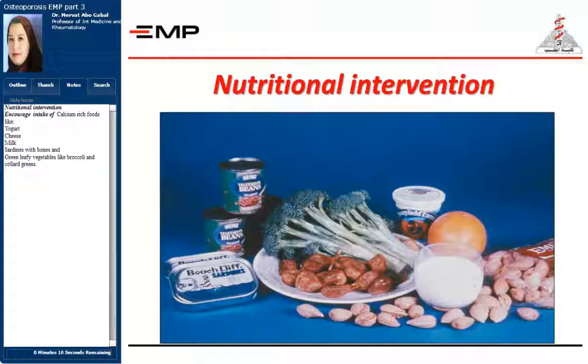Nutritional intervention. Encourage intake of calcium-rich food like yogurt, cheese, milk, sardines with bones, and green leafy vegetables like broccoli.